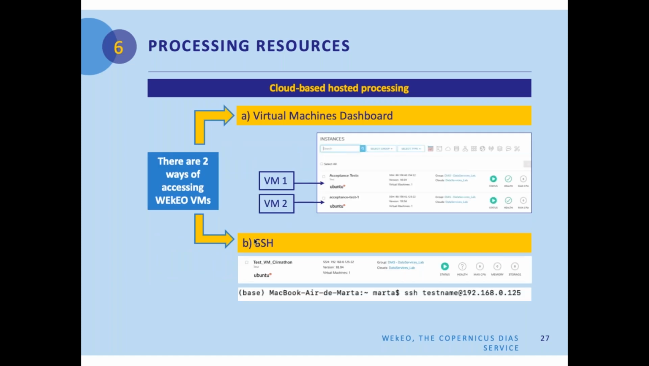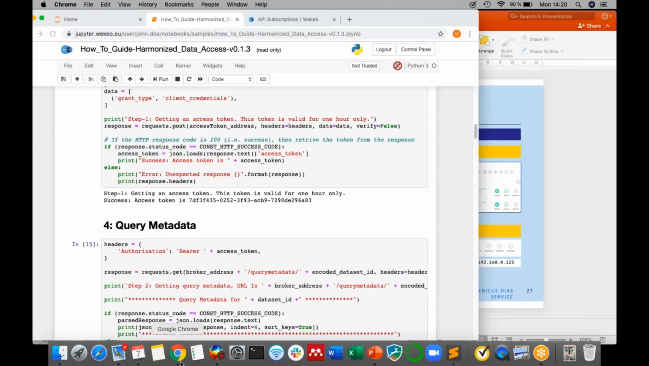There are two ways of accessing the WEkEO virtual machines. Once you have an account set up, it will be easier to see. That's why we recommend that you register beforehand and send us your names, because then we can set up everything step by step, and not all the requests at the same time. So this dashboard can be accessed from here.